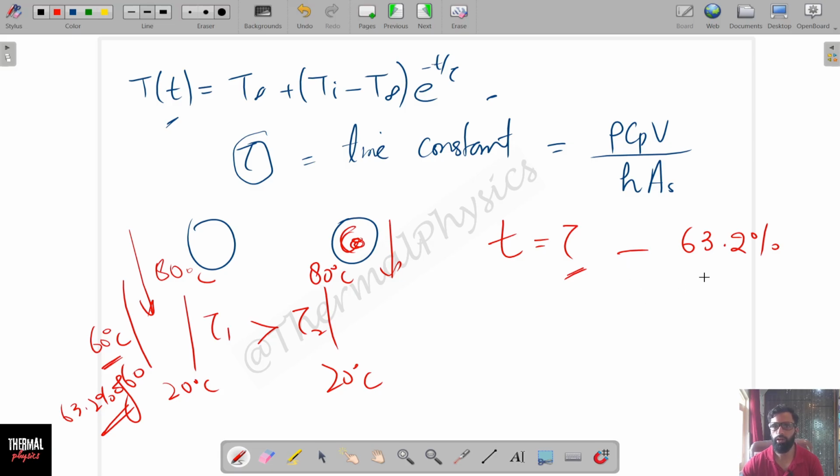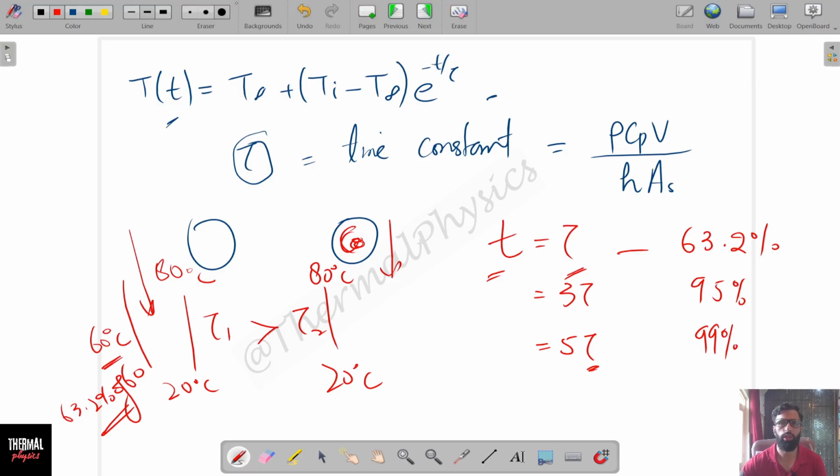And if we want the temperature to drop 95%, it is when we put time equal to 3 times tau. And if we want the temperature to drop almost 100%, we have to wait time equal to 5 times tau, the time constant. So this was a little bit about the time constant.